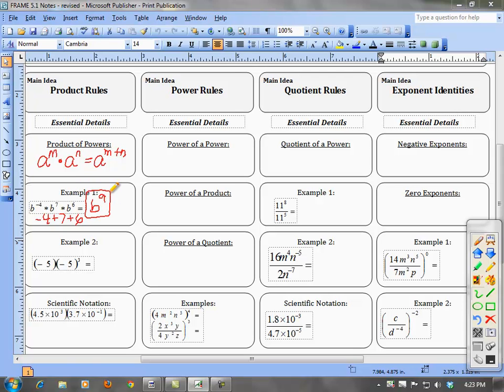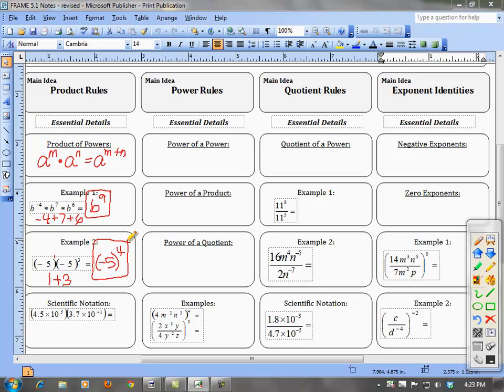Okay? Same thing with example 2, but I like to do a negative with you. I'm going to look at the first -5, and there's not an exponent there, so now I know the exponent is 1. So I know my base stays the -5, and I take the exponent of 1 and add it to the cube, the 3 that's there, and I get -5 to the 4th.